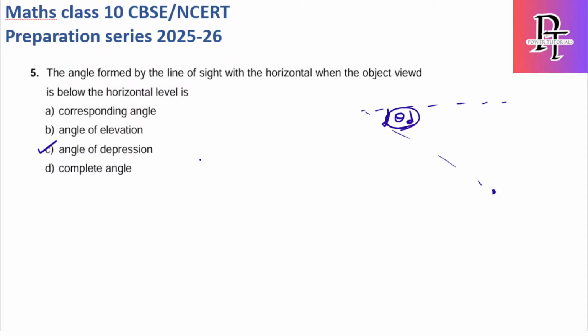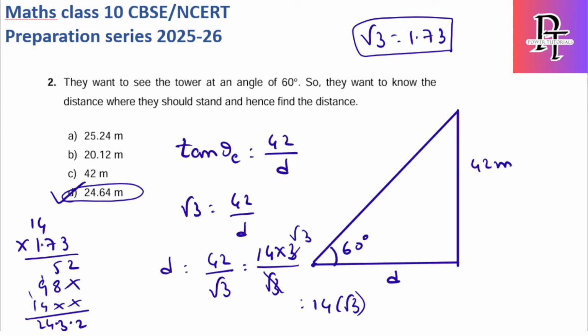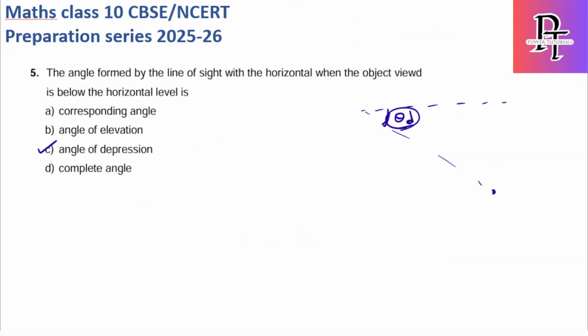It is not the corresponding angle, it is the angle of depression. As per the definition, the angle formed by the line of sight with the horizontal when the object is viewed below the horizontal level is nothing but the angle of depression. So for this question and the second question, the key is wrong, so make sure you correct it. The second question answer is D, whereas the fifth question answer is C, which is angle of depression.